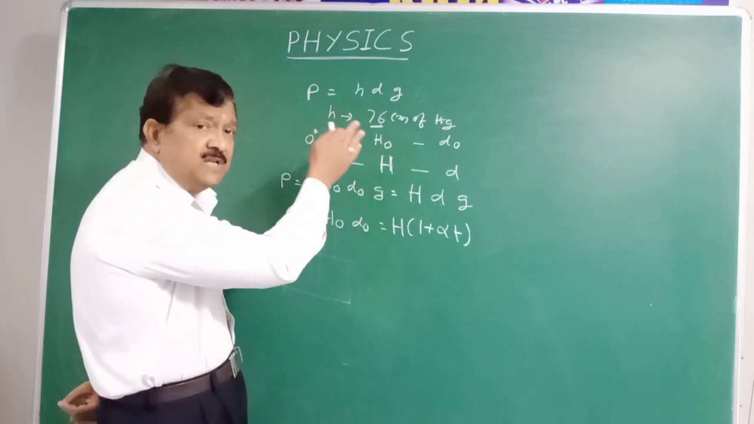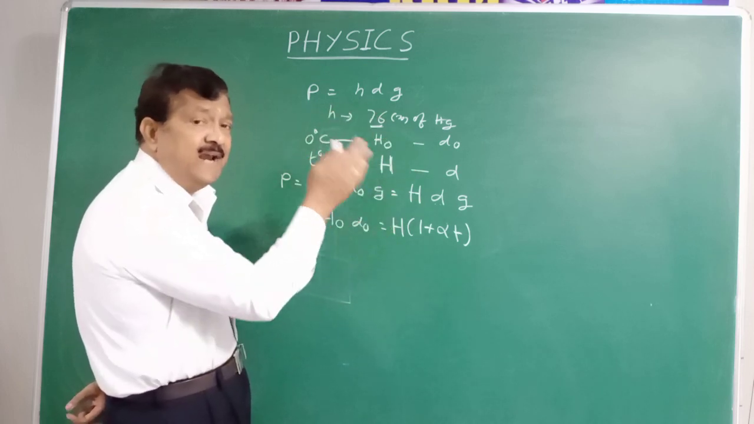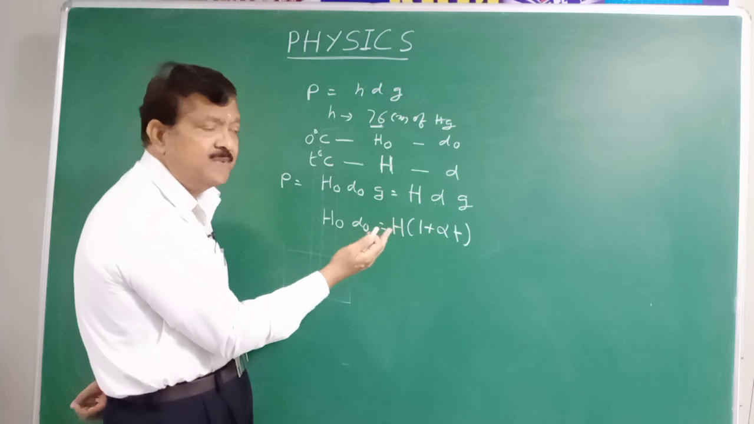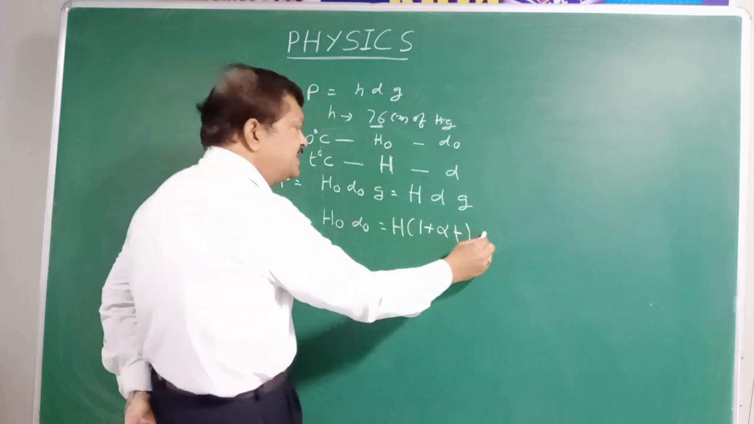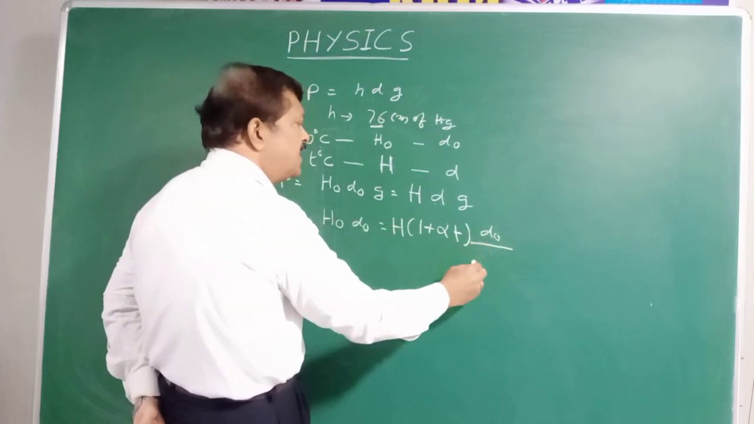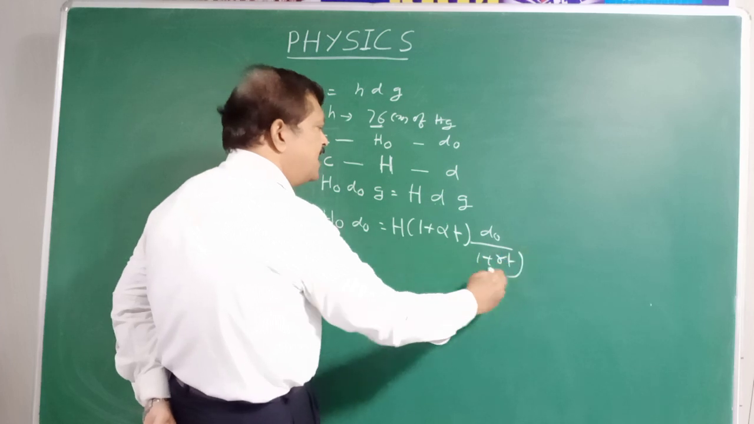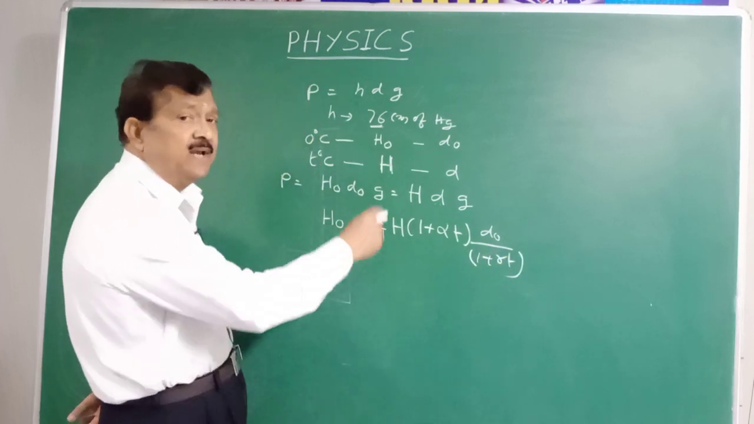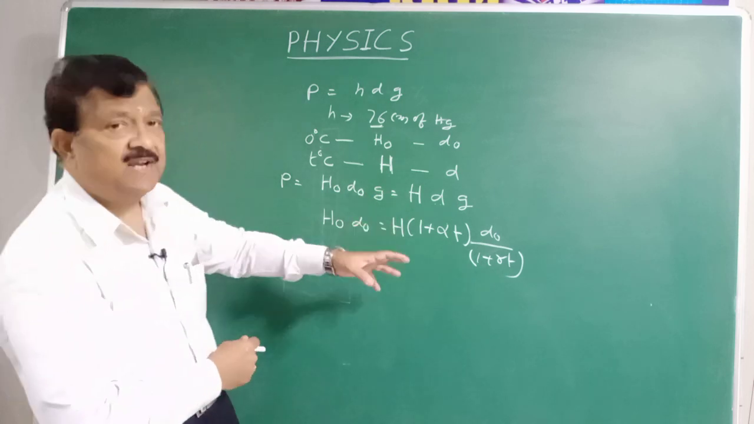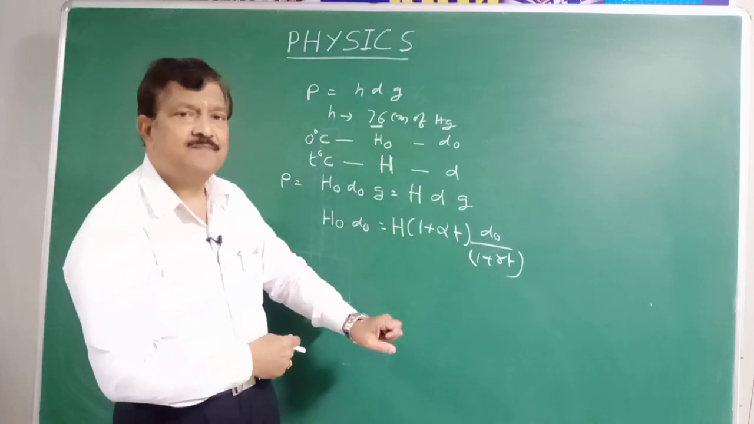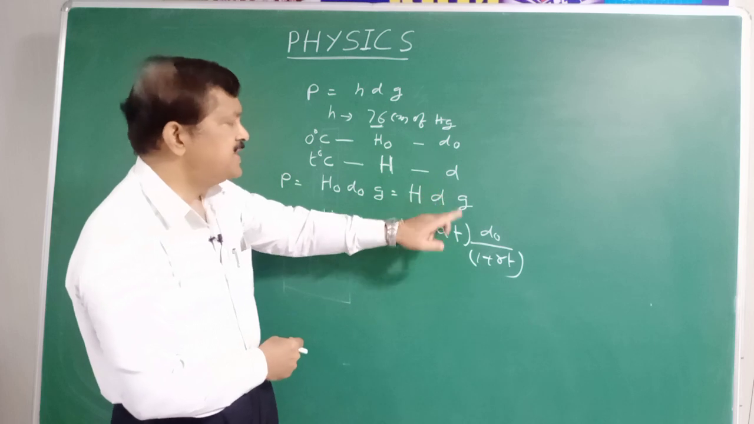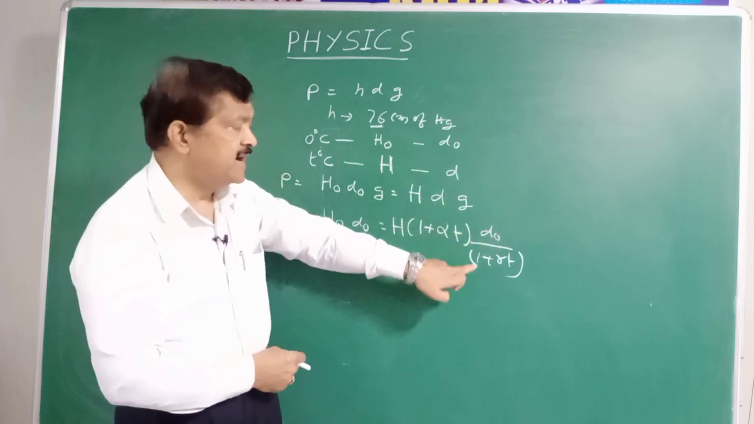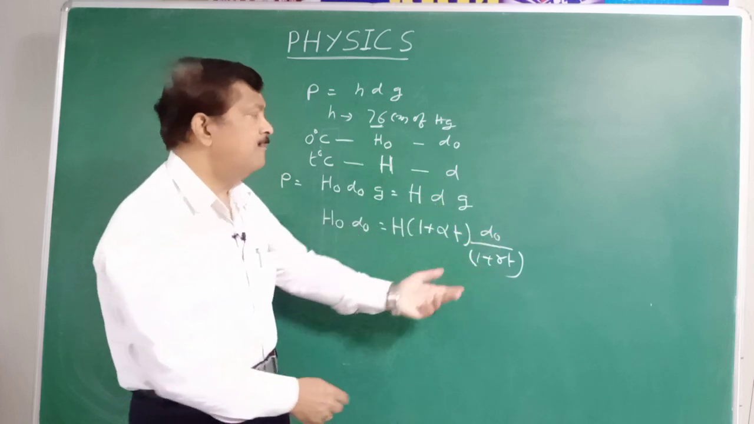And in the previous classes we studied the relation between the density at different temperatures. So as per that equation, I can write the density as D0 by 1 plus gamma T. You can refer to the previous equations to get this relation. So the density at the higher temperature is D0 divided by 1 plus gamma T.